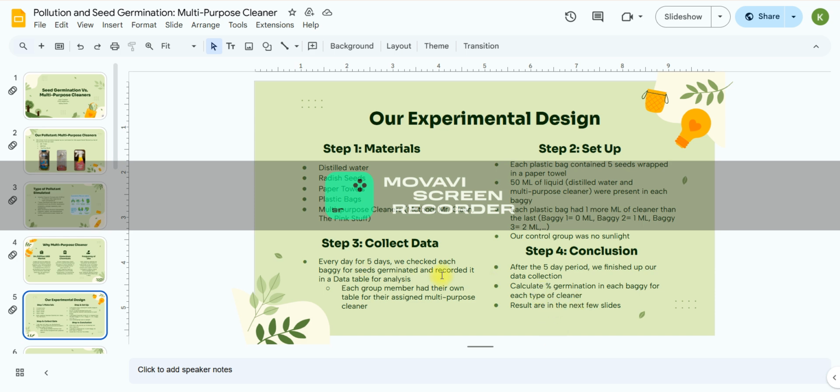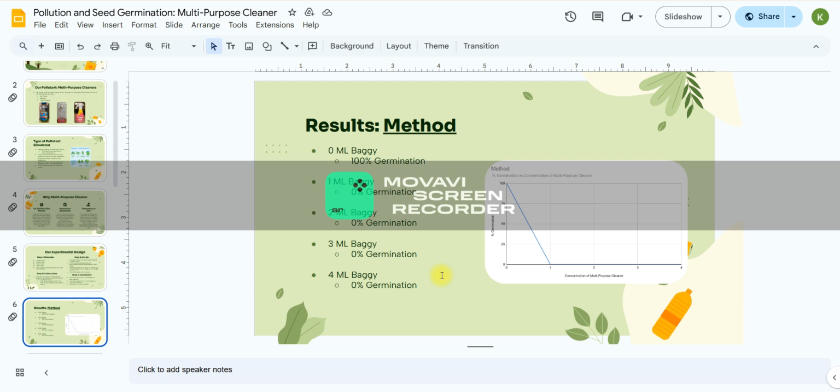So the description of our experiment: all of us each tested a different brand of multi-purpose cleaner, and it was easy to show the various ways each multi-purpose cleaner affected the germinated seeds after we collected the data. Now this is just the results from the first one. We can see this graph off to the right here and how not really anything germinated after bag 1. So we can see that the first bag did germinate, but all of the baggies after that did not germinate. So we can gather that the first one germinated because it did not have any pollutants in it. That was our control baggie.